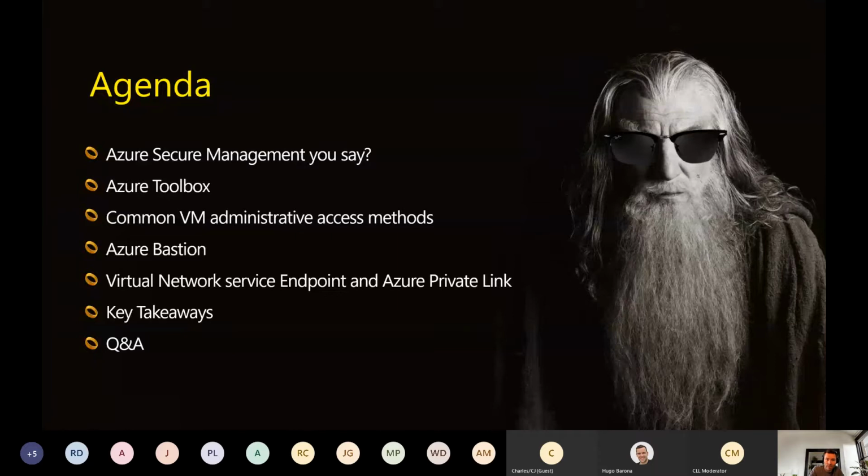Then I will look at all the common VM administrative access methods, the different ways, the good and the bad ones, and how you can connect to your Azure IaaS VMs. Then I will talk about what Azure Bastion is and dig a little deeper in how to use and deploy it. And I will also look at how virtual network service endpoint and Azure Private Link can help you to secure your virtual networks and Azure services. At the end of the session, I will go through the key takeaways where we'll focus on the things you should really remember about this session.